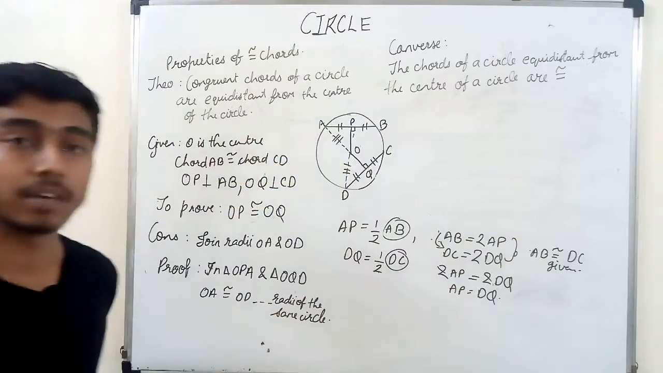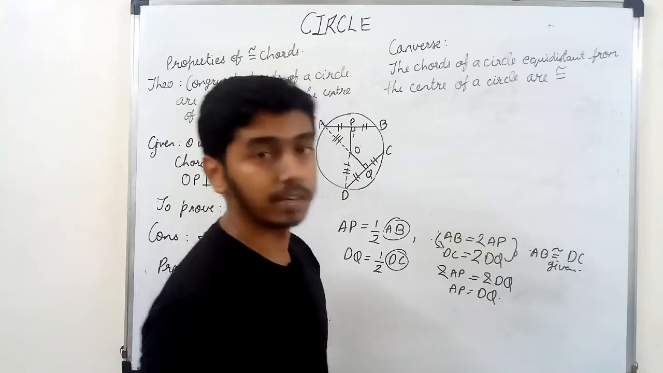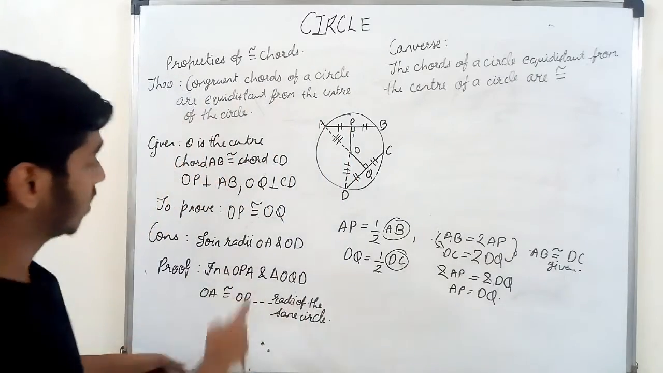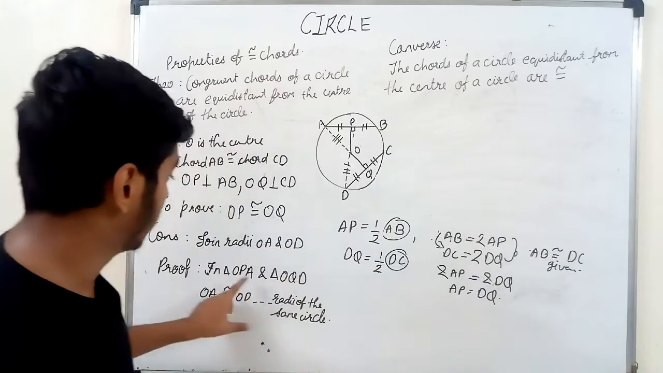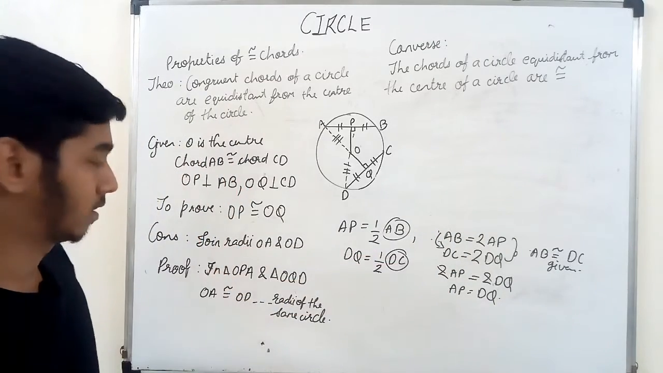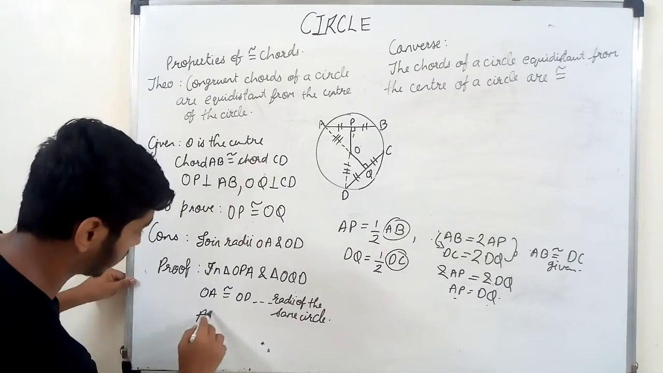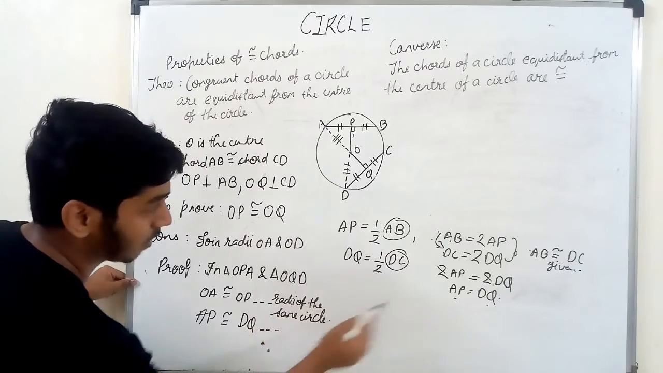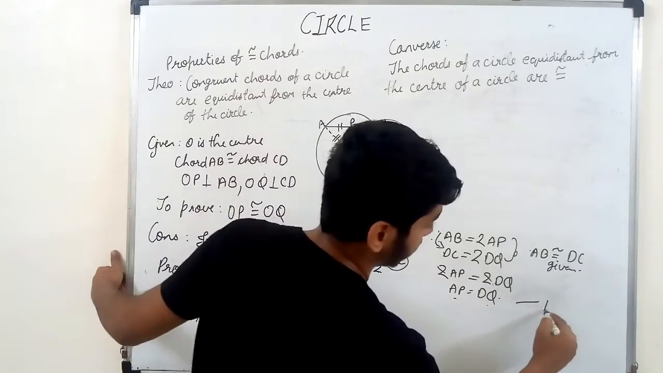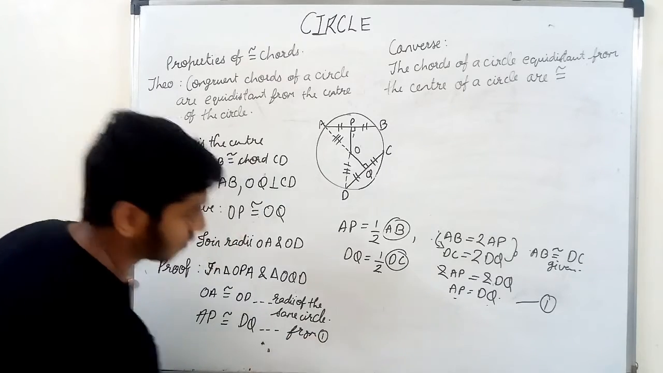Okay, so this is given to us, therefore 2 gets cancelled, you get AP is congruent to DQ. So this can be done before writing this also, so it's better if you do this before this part. So this is done. Now AP is congruent to DQ also. Okay, let's write this as 1. So we'll say from 1.